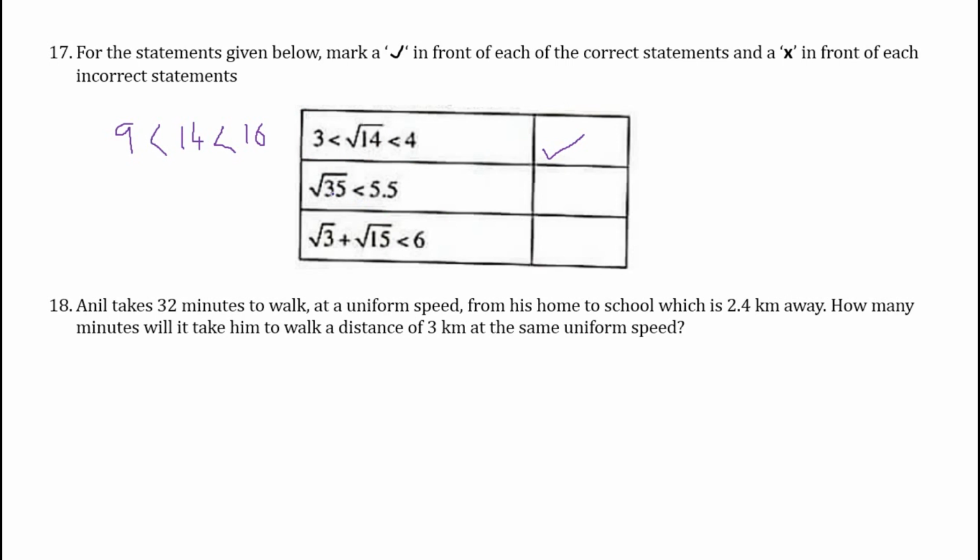And here it says square root of 35 is less than 5.5. So when you convert this to normal values, you get 5.5 squared will be equal to 30.25. So when you see this, 35 is less than 30.25.